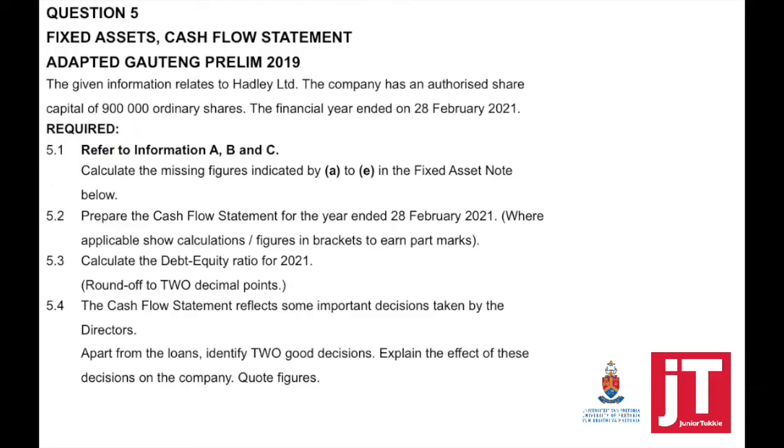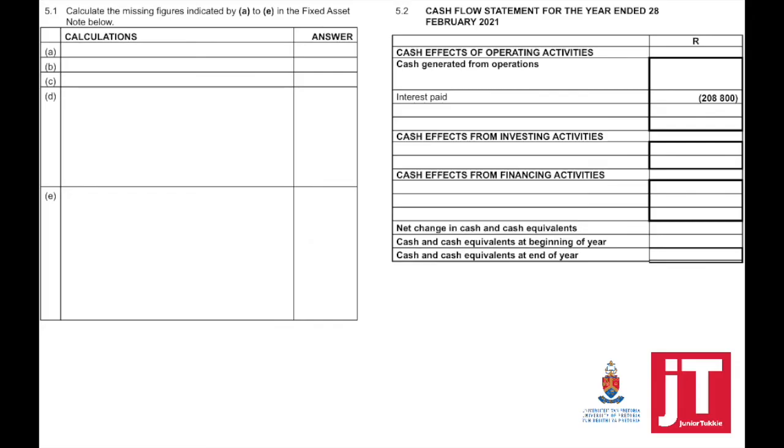The given information relates to Hadley Limited. The company has an authorized share capital of 900,000 ordinary shares. This is the maximum that we've got available. The financial year ended on 28 February 2021, the same as in the previous activities.